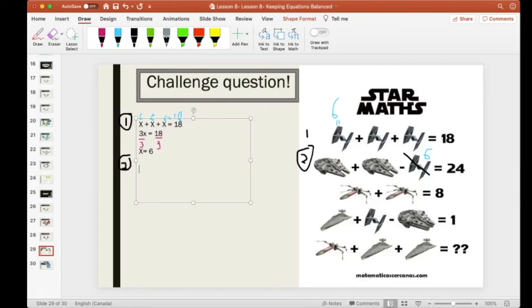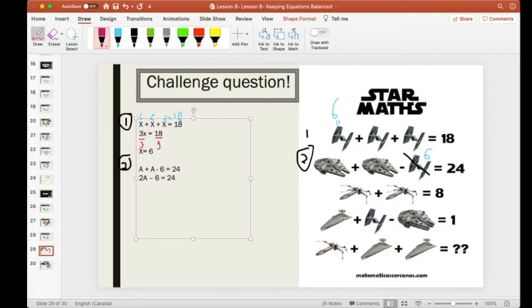Right? So we're going to, once again, say that it's going to be, let's call it a this time. A plus a minus 6 equals 24. Right? We're minusing 6 because we already know the TIE fighter is worth 6. We can rewrite this as 2a, because there's 2 a's, minus 6 equals 24.